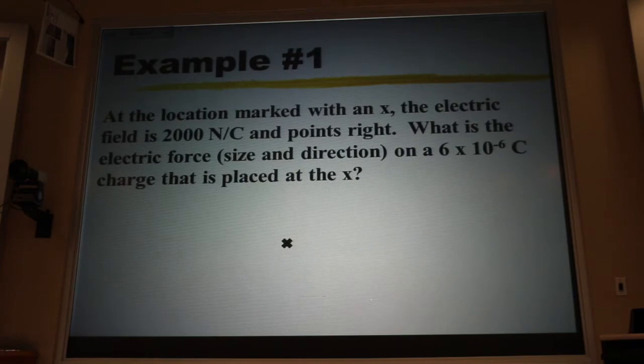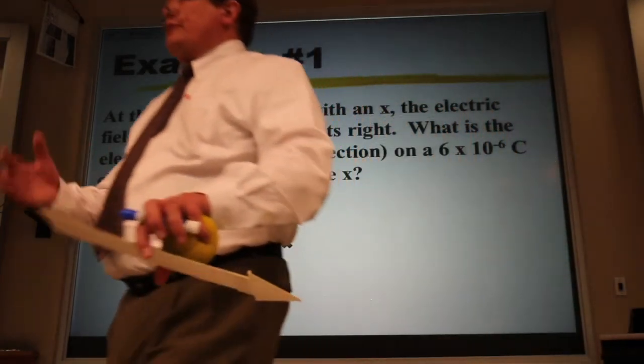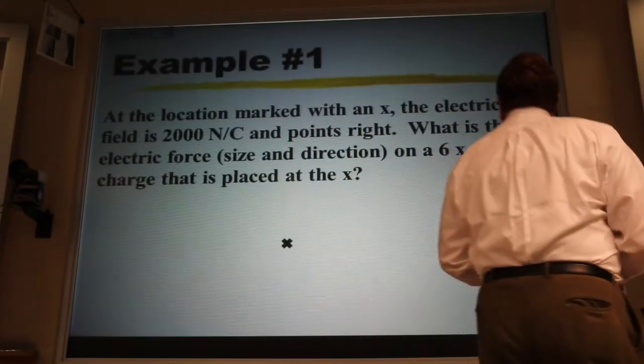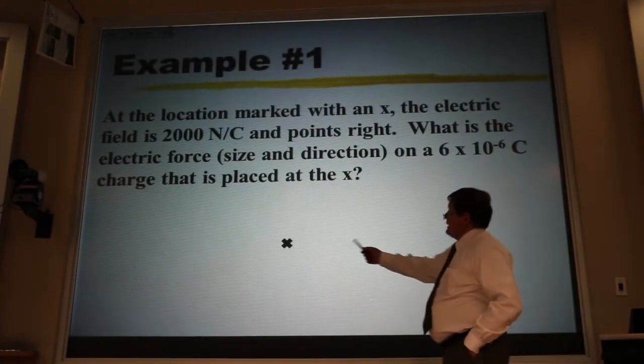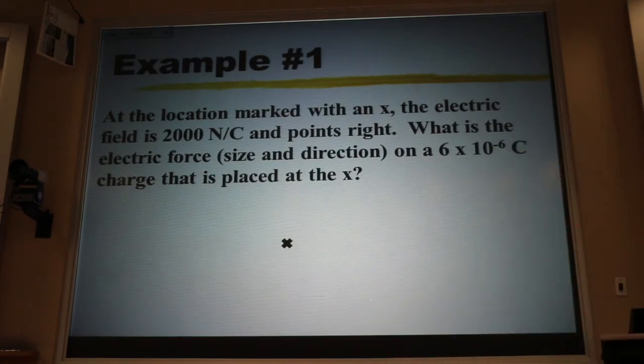I've got a set of examples we're going to go through to try to make this make sense. At the location marked with an X, the electric field is 2,000 newtons for each Coulomb, and it points to the right. What is the electric force, size, and direction on a 6 microcoulomb charge placed at the X? So I placed that 6 microcoulombs there.